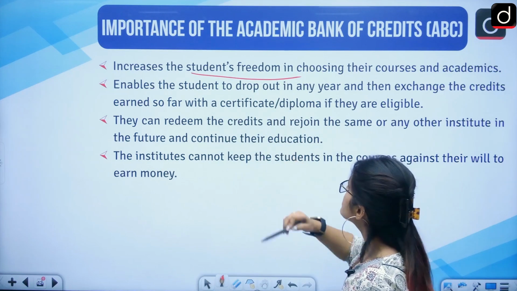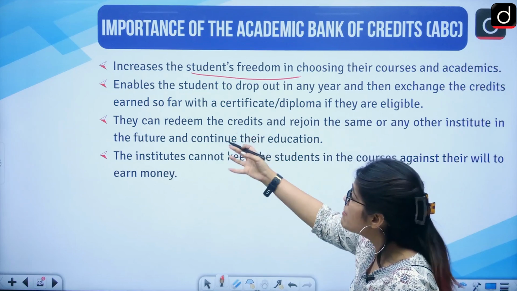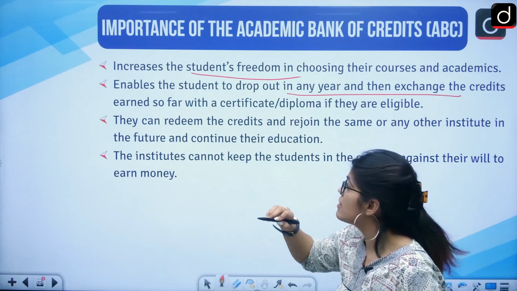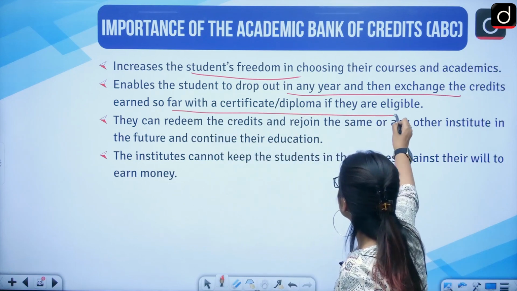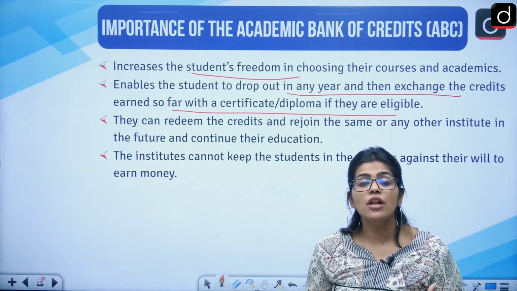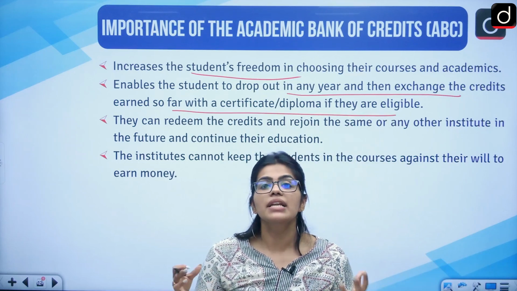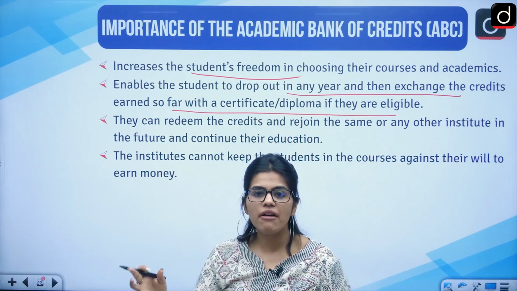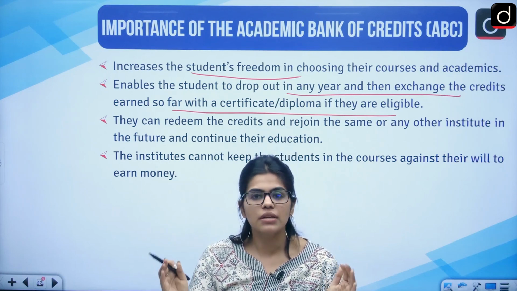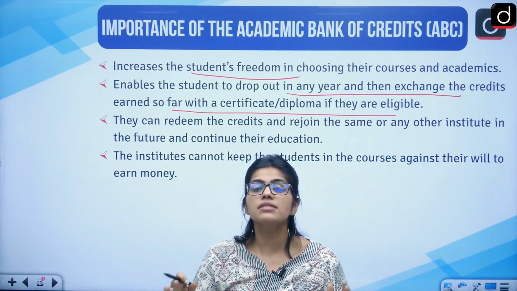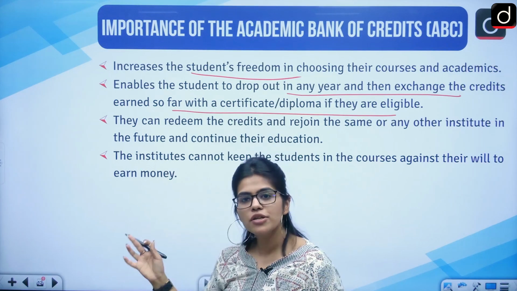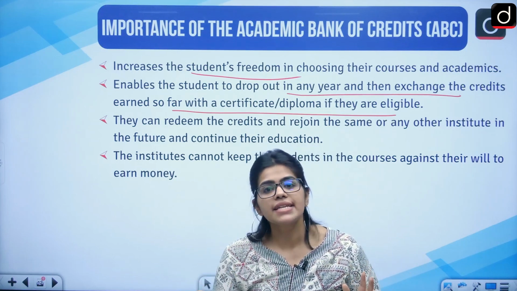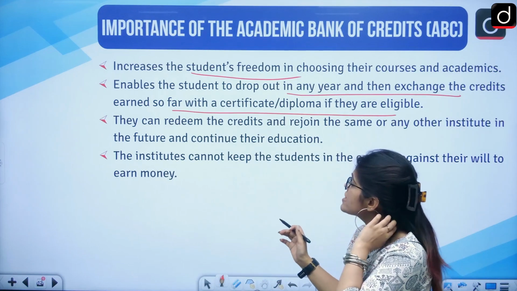Then it enables the students to drop out in any year and exchange the credits earned so far for a certificate or diploma if they are eligible. So if you are dropping out, if you are leaving, you can leave any time you want. We have, say, a course that is for 3 years, a 3-year bachelor's. Now it is becoming 4 years, according to the NEP. So it is a free entry and exit. You can exit anytime, anywhere if you have some credits.